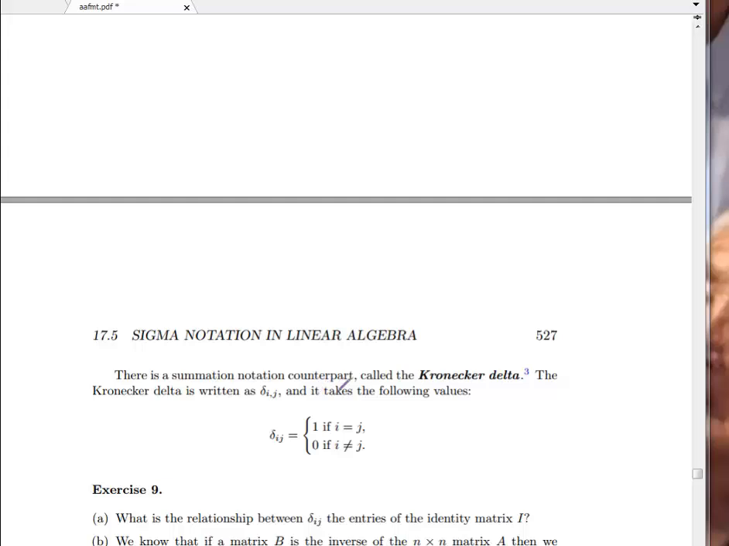Now, you can do this using summation notation with the following symbol. There's a special symbol called the Kronecker delta, and it's equal to 1 if the first index i is equal to the second index j, and it's equal to 0 otherwise. So delta ij is actually equal to the ij entry of the identity matrix. Because the identity matrix is 1 on the diagonal, and that's the case when the row index equals the column index, and it's 0 otherwise.